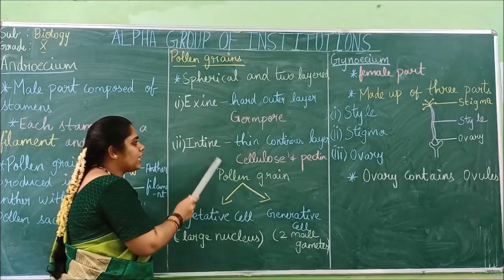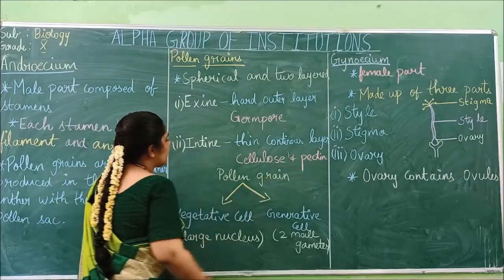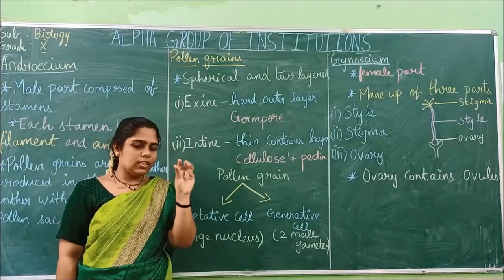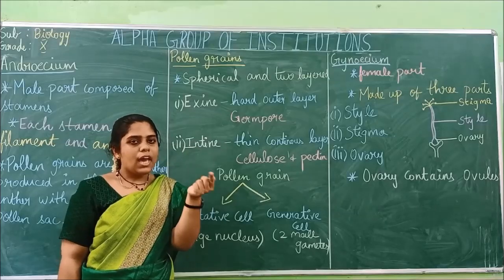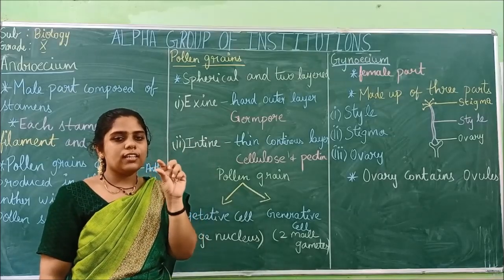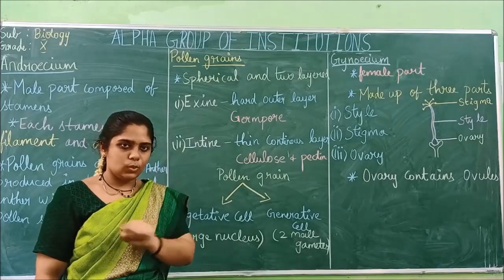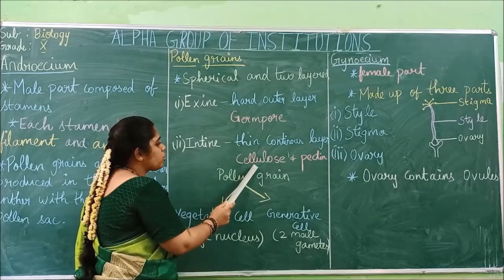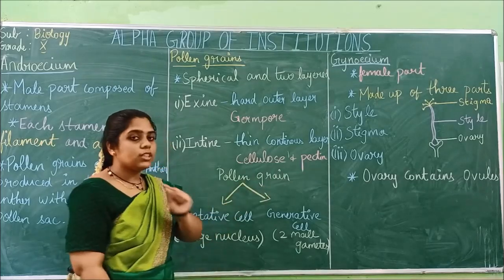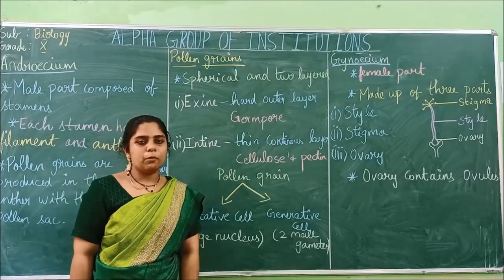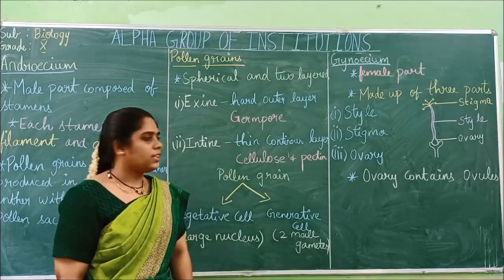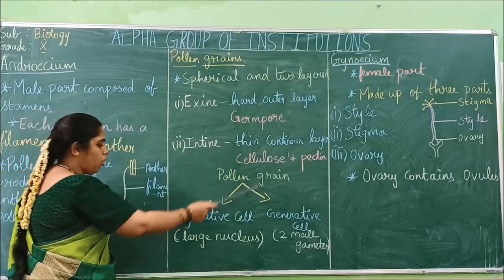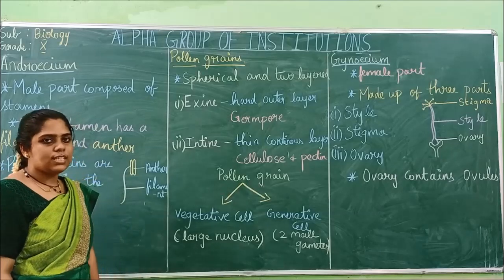Next is the intine. It is a thin continuous layer. Imagine it is spherical in shape, and the outer layer is very rough, and inside it the intine layer is very thin and continuous. It consists of cellulose and pectin. So these are the points under intine. Now inside this pollen grain, two types of cells are present.